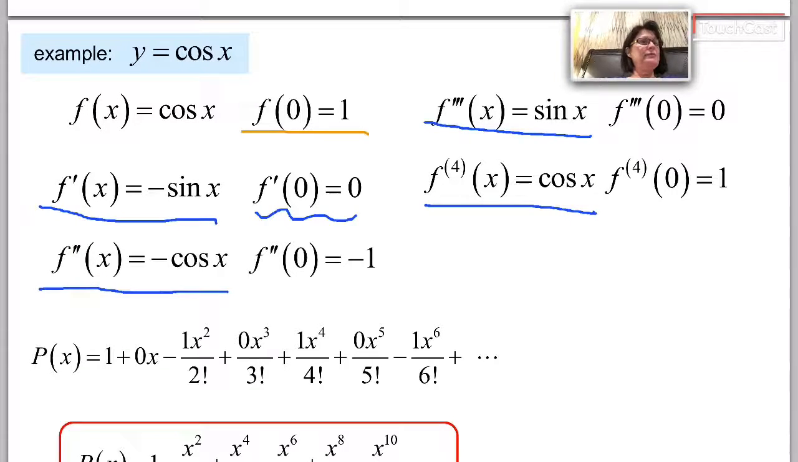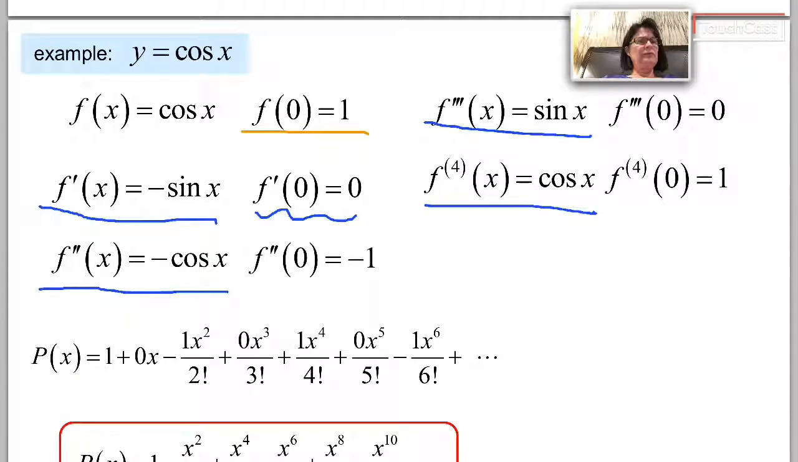And remember what the box on your paper says. I can write a polynomial by writing f of 0 plus f prime of 0 over 1 factorial times x to the first, plus the second derivative of f at 0 over 2 factorial times x to the second. And I'm just going to start writing that pattern. I was asked to write it out to the 6th order.